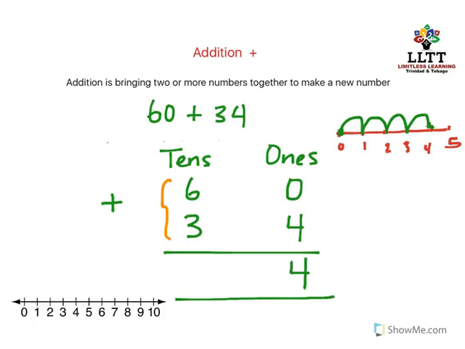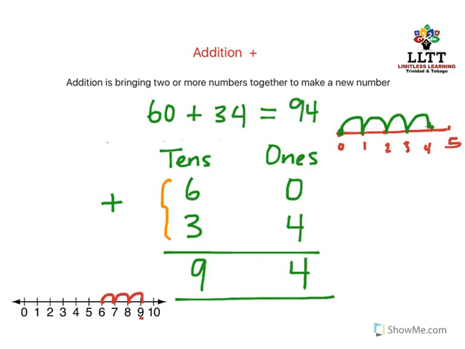I'm starting at 6. I'm going to put a red dot at 6. And I'm going to add 3, so I'm moving 3 to the right. 1, 2, 3. So 6 plus 3 is 9. So therefore, 60 plus 34 is going to be equal to 94.